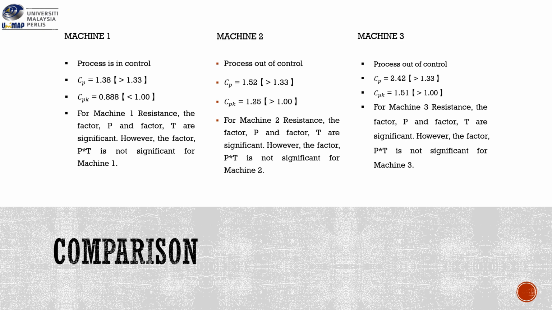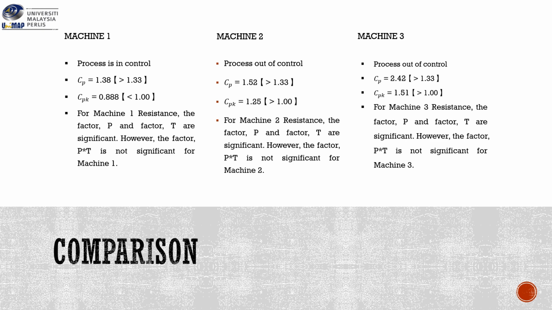For machine 2, the CP value is equal to 1.52, which is greater than 1.33. The CPK value is equal to 1.25, which is greater than 1. The factor P and factor T in machine 2 are significant. However, the factor P times T is not significant for machine 2.